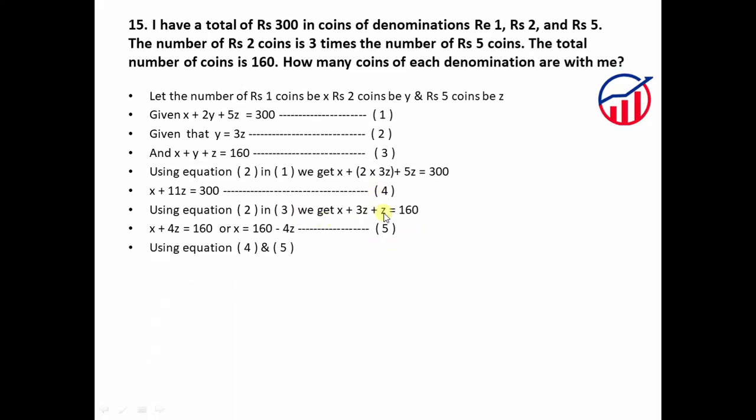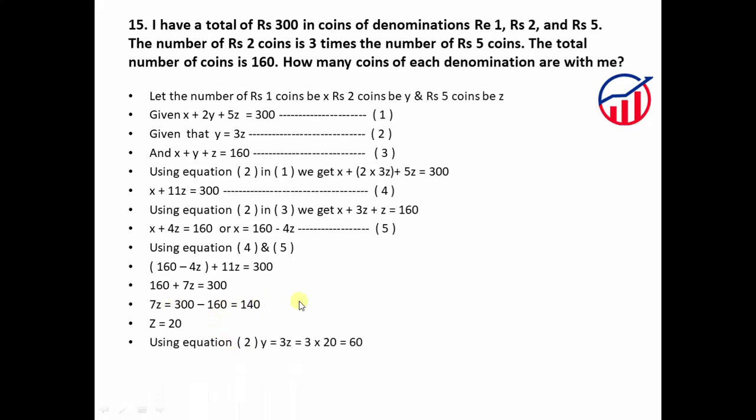Now using these two equations 4 and 5. What is x over here? 160 minus 4z. So you replace x here: 160 minus 4z plus 11z is 300. So you get 160 plus 7z is 300, or 7z is 300 minus 160, which is 140. So z is basically 20, since 7 2s are 14 over here. So we've got the value of z.